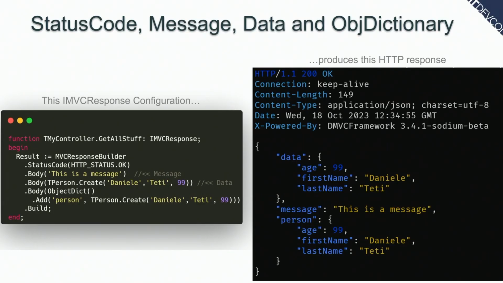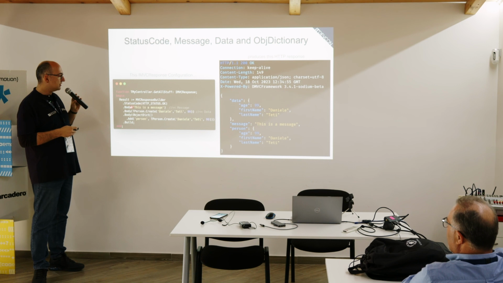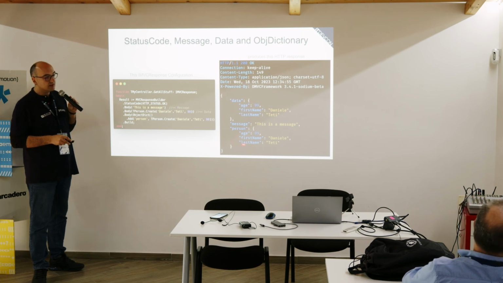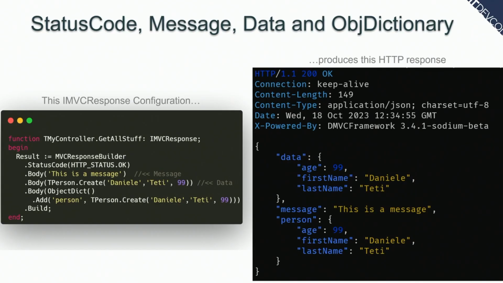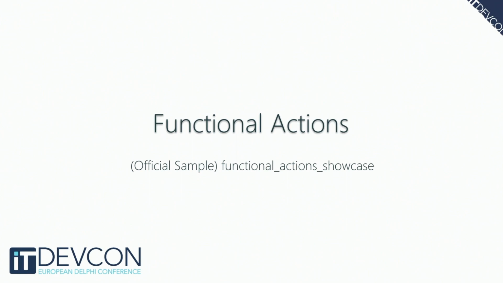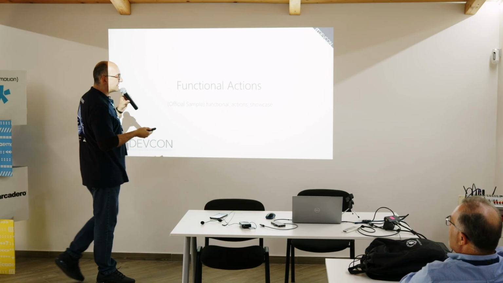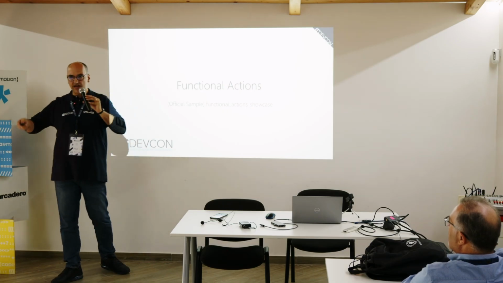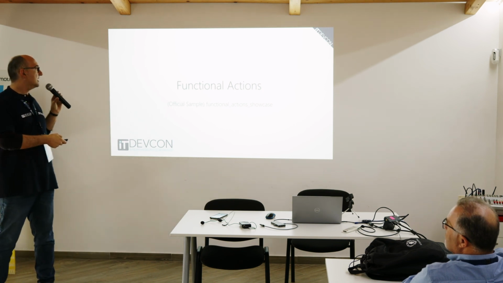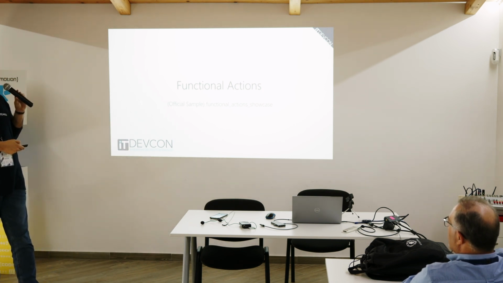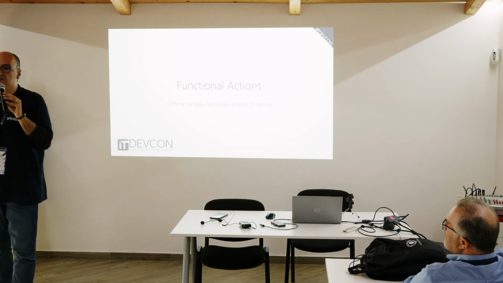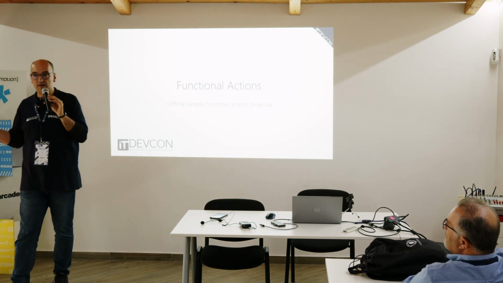Also, you can use the three kinds of body together. So you can put status code, body as a string, body as a single object, body as an object dict, and you get a complex response. All these examples and many others are available in the official samples called Functional Actions Showcase. There you can find anything.